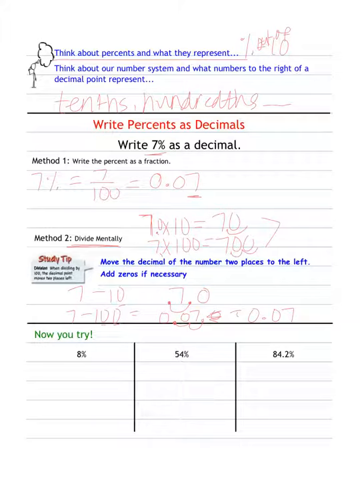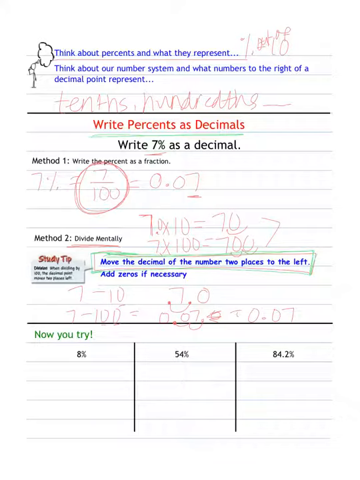And because a percent is out of 100, that means that it's always going to be moving the decimal of the number 2 places to the left. So this is one of the most important things that you will learn with converting percents to decimals. Okay, when you're going from a percent to a decimal, move the decimal of the number 2 places to the left. You try these 3, pause me, and then come back and check.